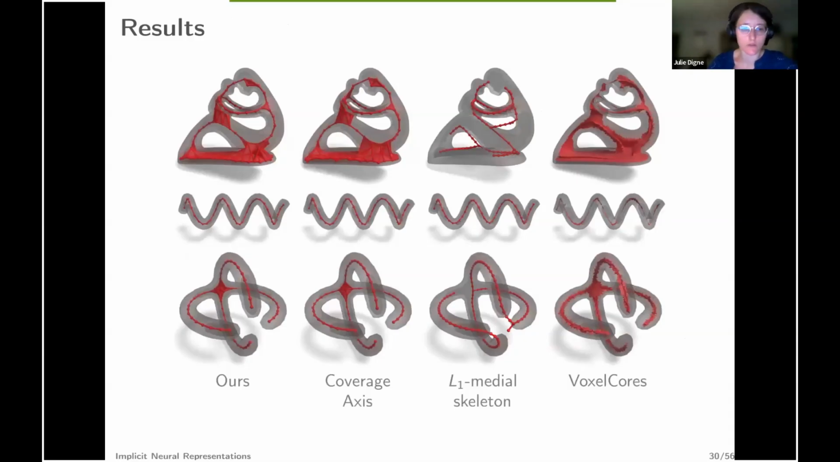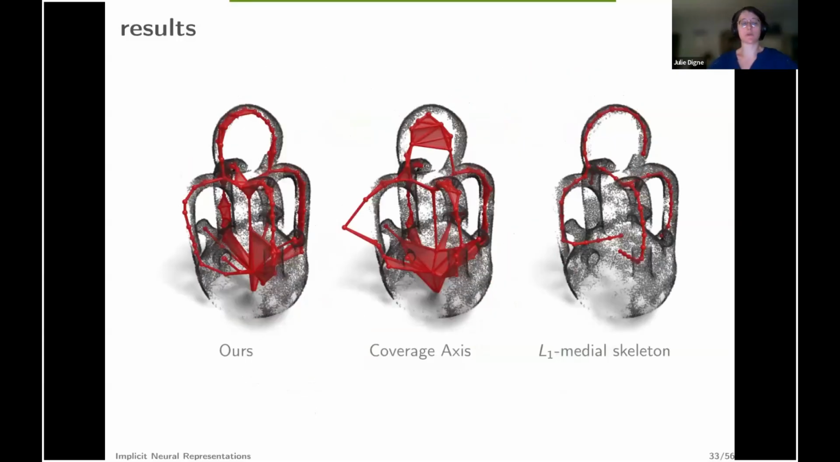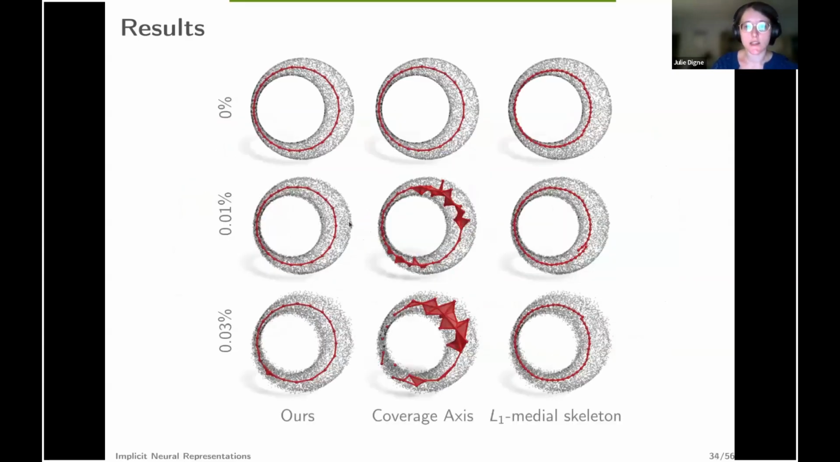And now if you compare it with other types of skeletons, it works decently well. But what is important is that if you have missing data, for example, here the shape is only partially acquired, and what you see is that if you take other methods which are not machine learning based, then you fail to recover the handle of the vase, or here you have some spurious thing which is created. And also if you have noise, you also have a better stability with our method than with traditional methods.